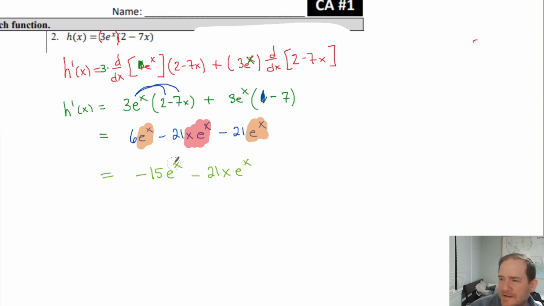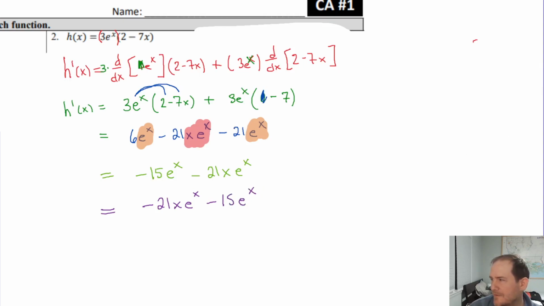And then technically, not to be annoying or anything, but this first term has only 1 x in it. So that's kind of like a degree 1 thing. Now this has 2 x's in it. It has an x and an e to the x. So this is like a degree 2 thing. So technically, to be in simplified form, that should be the guy that comes first. Negative 21 x e to the x. And then the minus 15 e to the x.